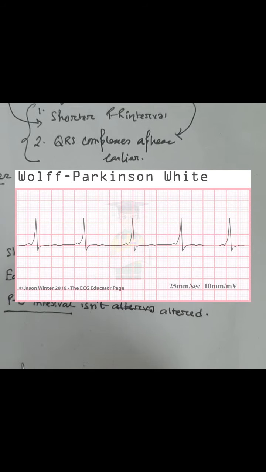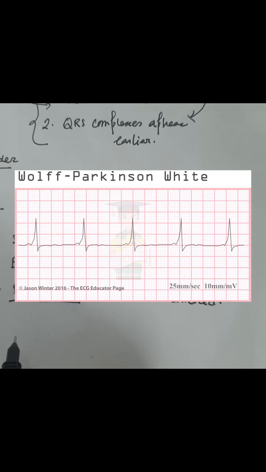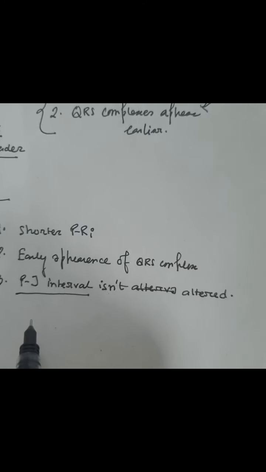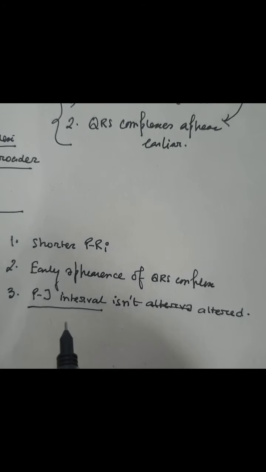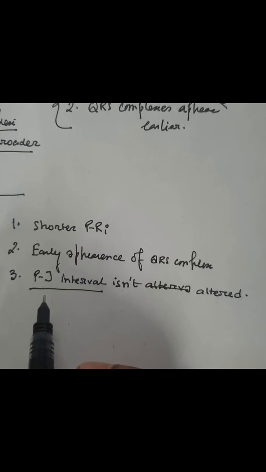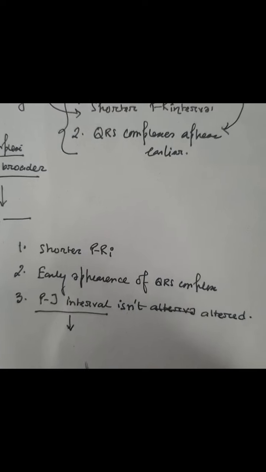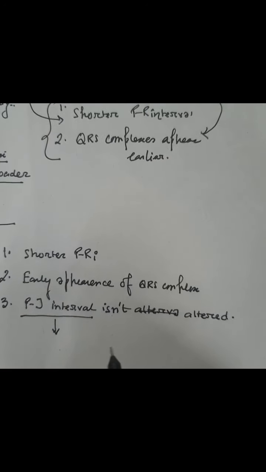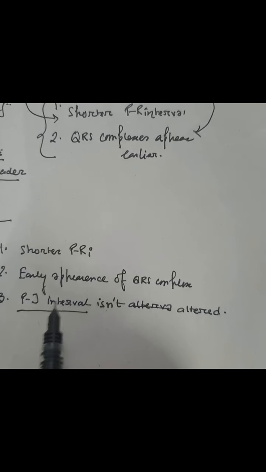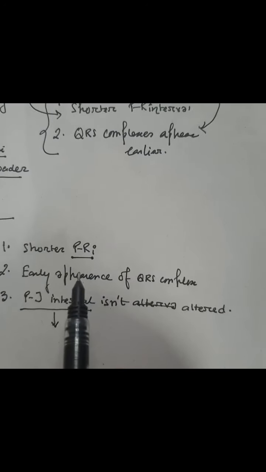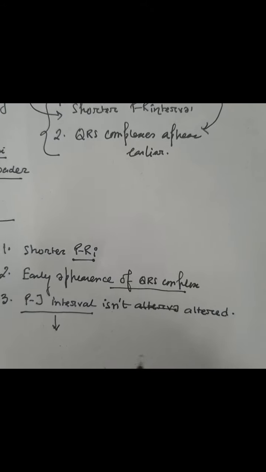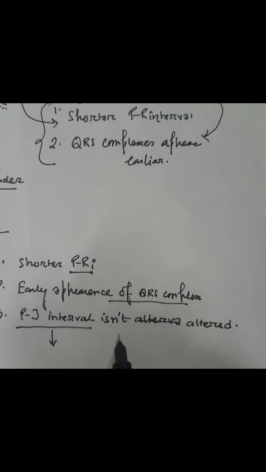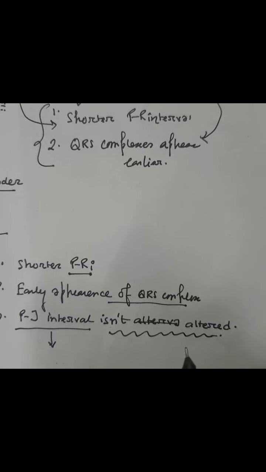What is the PJ interval? Here we should know the point named the J point. The J point is the point just after the finishing of the QRS complex. It is an isoelectric point, and the PJ interval is the time from the starting of the P wave to the J point. Due to the shorter PR interval and broad QRS complex, this nullifies the effect on the PJ interval, and the PJ interval is not at all altered.